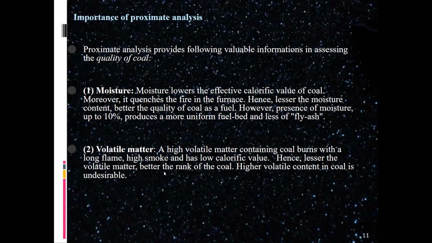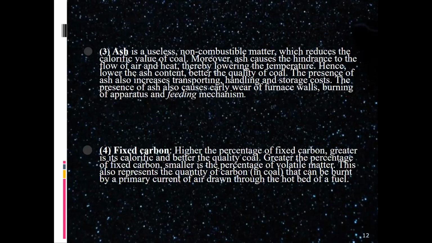And the second one, volatile matter importance or significance. Similar to moisture, volatile matter is also not acceptable, because volatile matter also reduces the calorific value. If the calorific value is reducing, we can say the quality of the coal sample is lower. So for better quality of coal, volatile matter should be less. Not only volatile matter, even moisture content should be less.